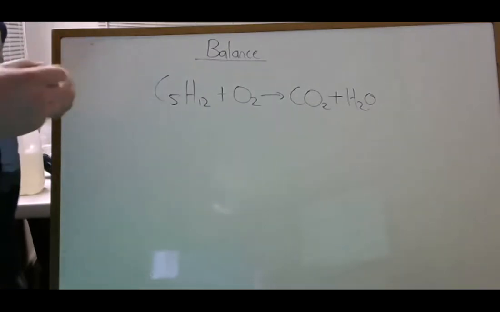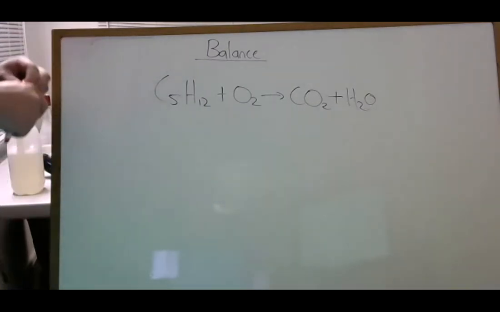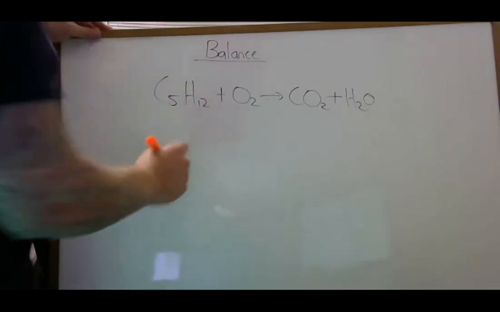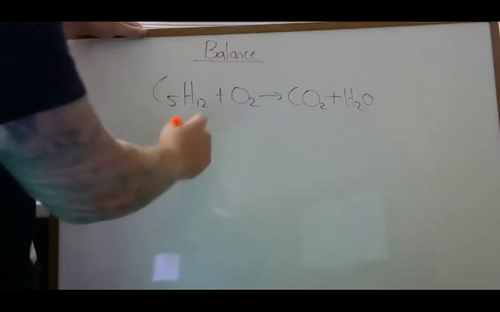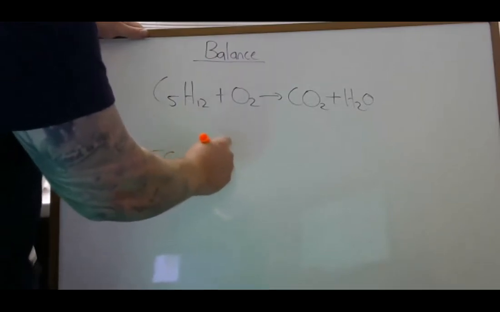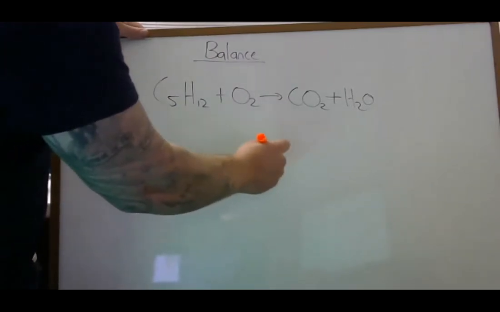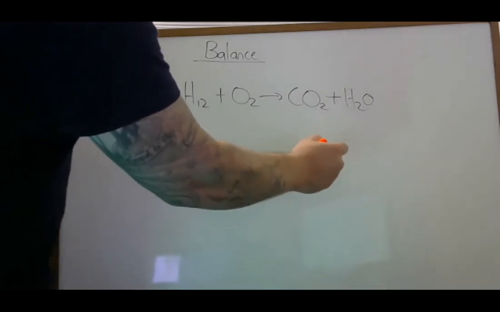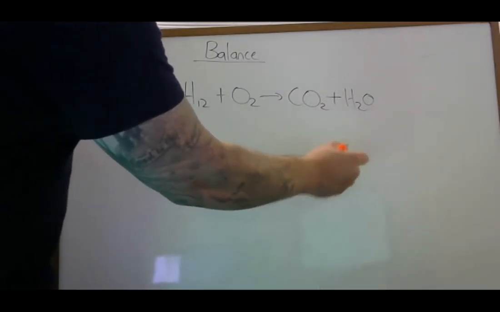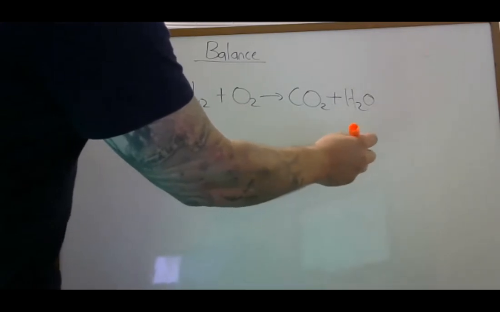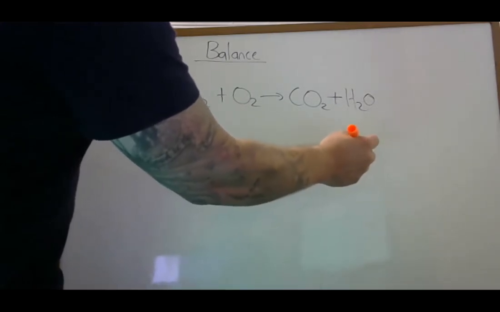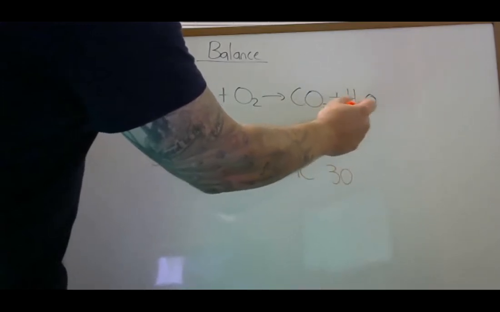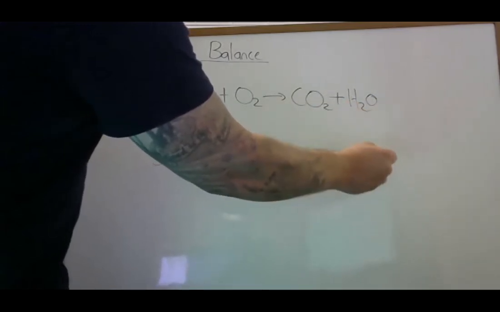So it's unbalanced. We've got 5 carbons on this side, 12 hydrogen and 2 O. On this side, we have 1 carbon, 3 O, and 2 H.